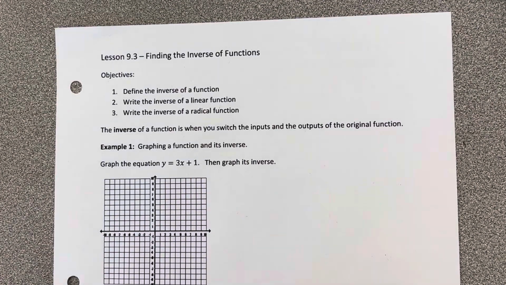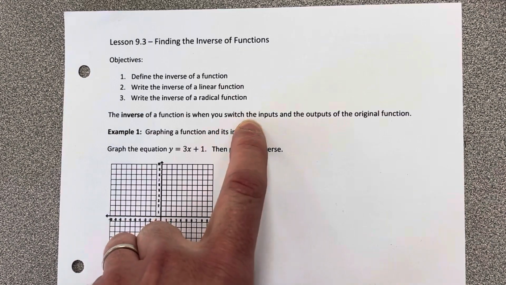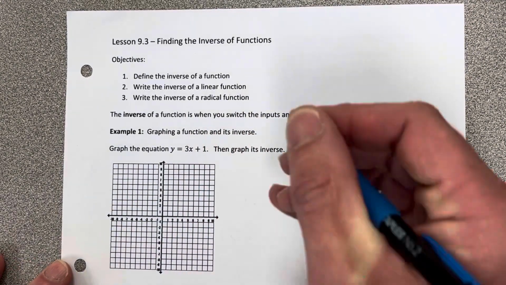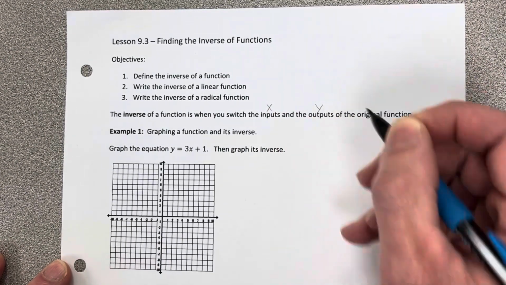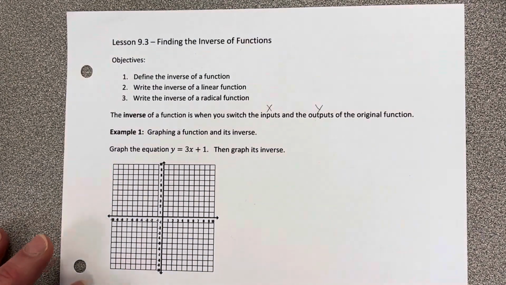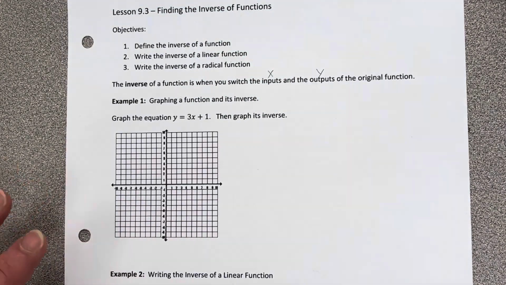So notice the definition here. It says the inverse of a function is when you switch the inputs and outputs of the original function. Well, inputs are represented by x, outputs by y, so you're swapping x and y. This first example says graphing a function and its inverse. They want us to graph it and then graph the inverse, so we can take a look at that.